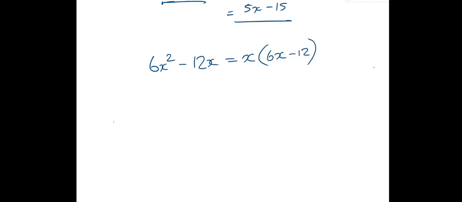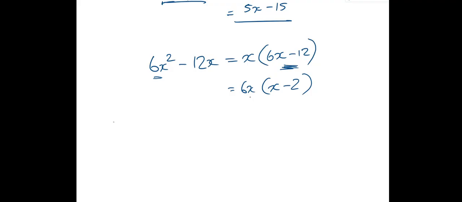Are we done? And the answer is no, because we can still factorise this a bit more. What we've got there, these two have something in common, which is 6. So I'm going to take that 6 out and I'm going to multiply it by that x. Now, 6x times what gives us 6x squared? Well, it's going to be x. 6x times what gives us negative 12? It's going to be negative 2.